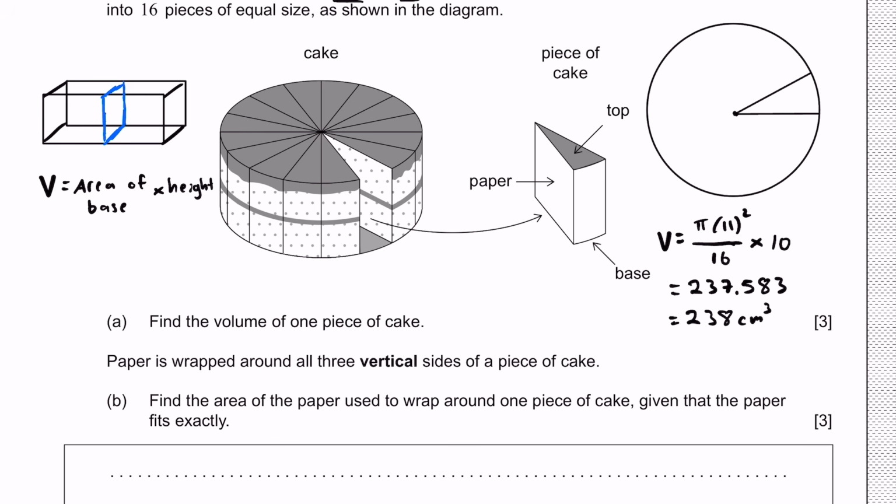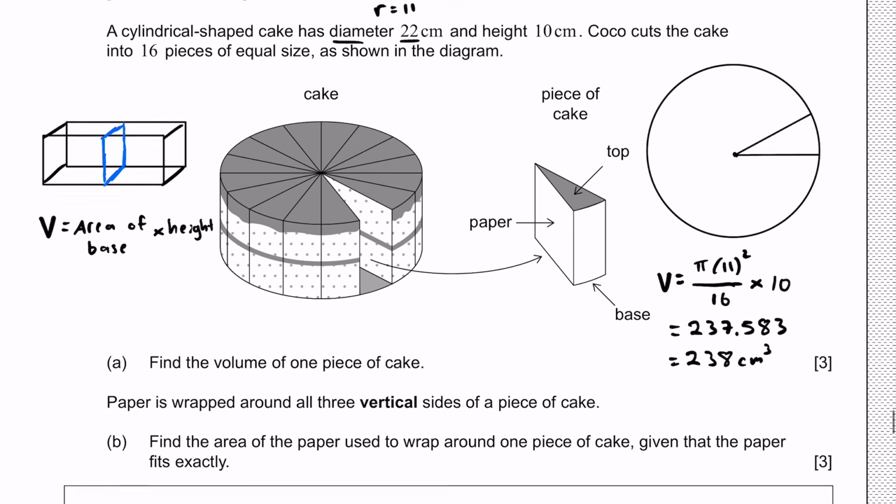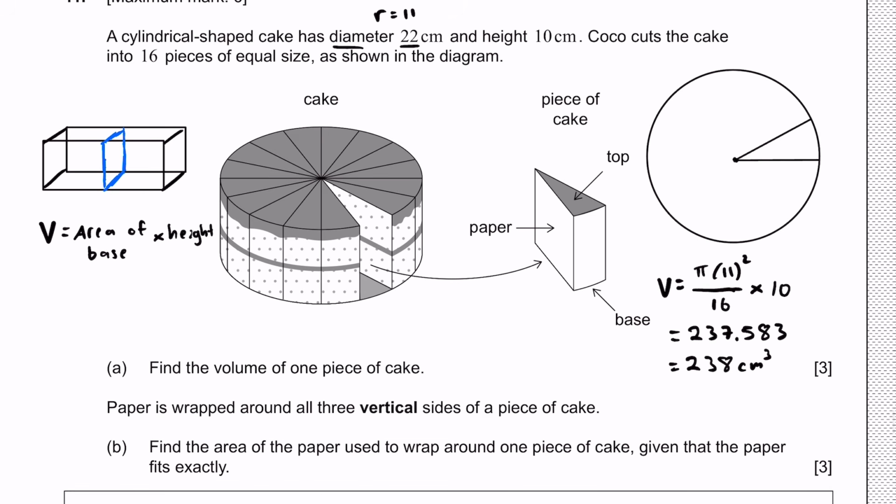Vertical sides means ones that extend from the base and go up. So we're talking about this face, this other face on the other side we can't see, and then this face right here. We have 2 identical, or congruent, faces, this one and the one on the other side. What are its dimensions? Well, we know the height of this piece of cake is 10.